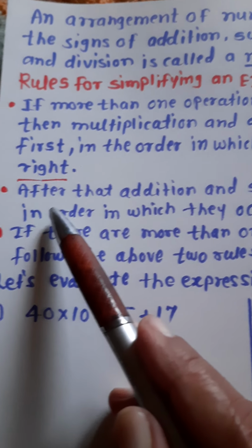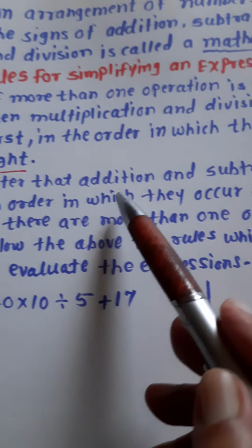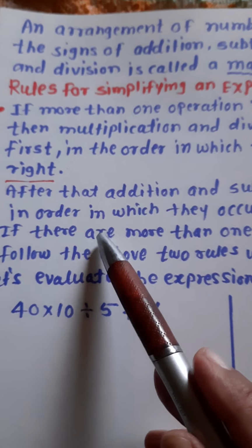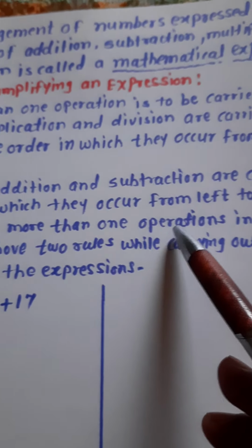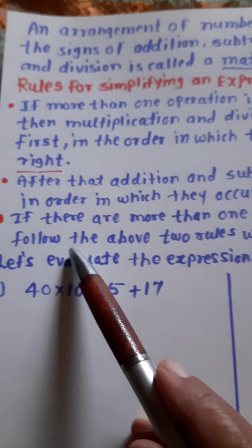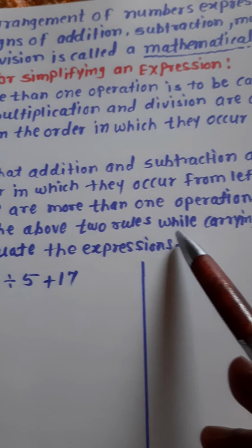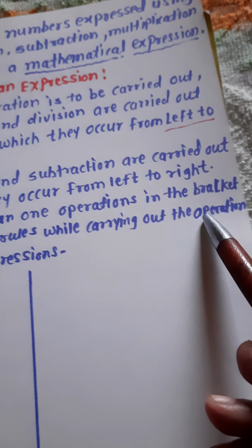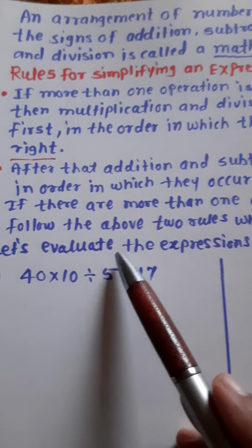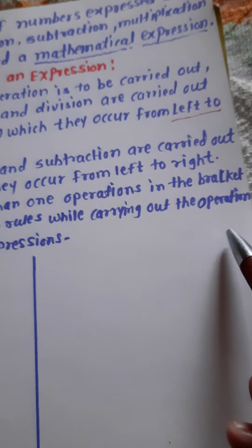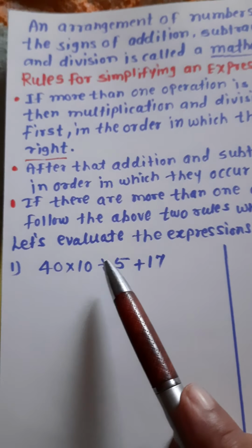Okay, then second rule: after that, addition and subtraction are carried out in the order in which they occur from left to right. Third rule is, if there is more than one operation in the bracket, follow the above two rules while carrying out the operations.